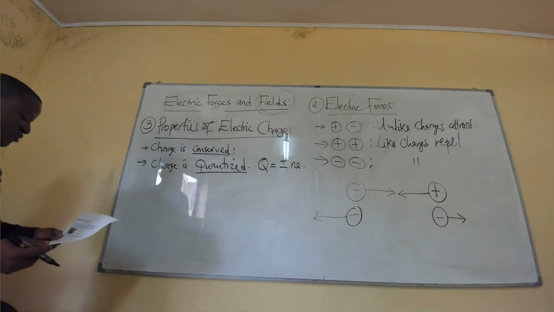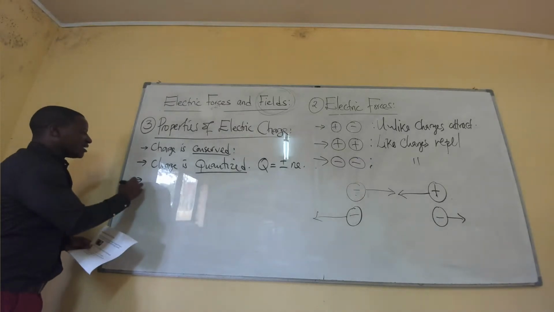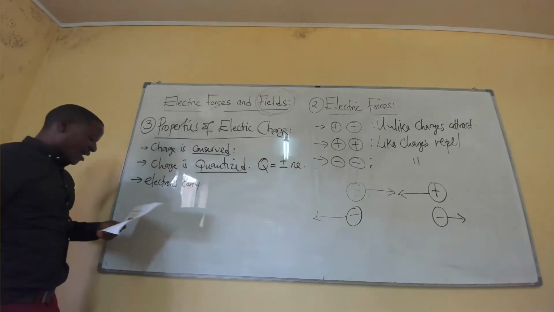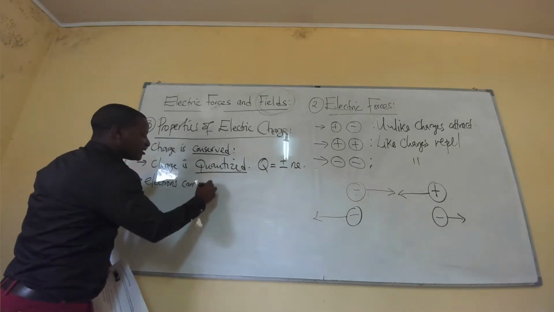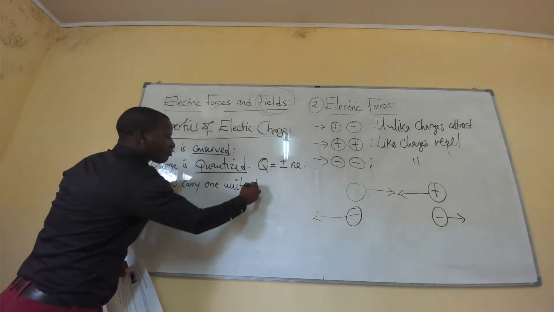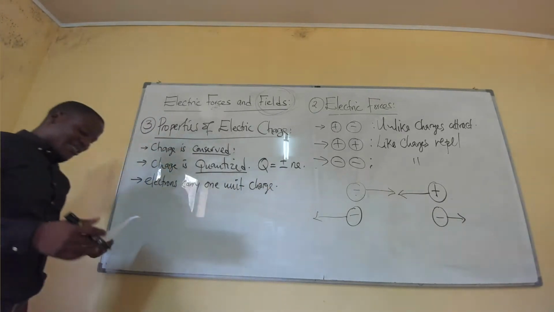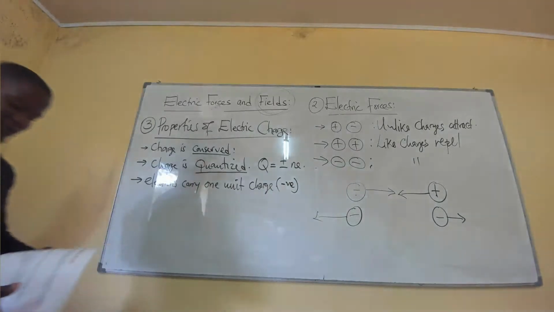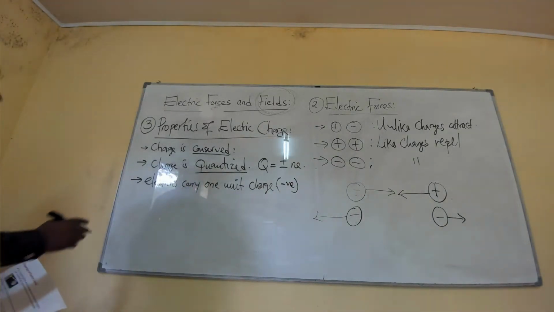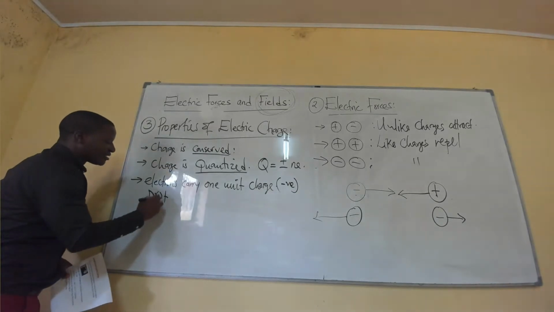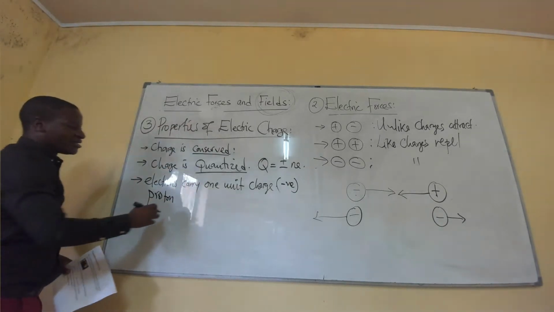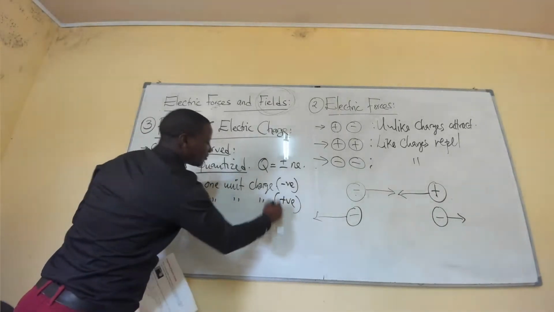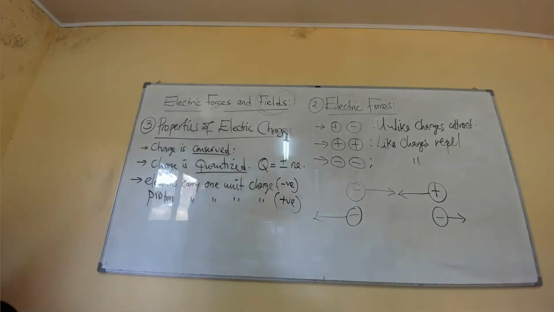So the next thing that we need to mention is that electrons, these actually carry 1 unit charge. And this unit charge must be negative. Okay? And of course, the proton, these I've already mentioned up there. The proton also carry 1 unit charge, which is positive. As simple as that.